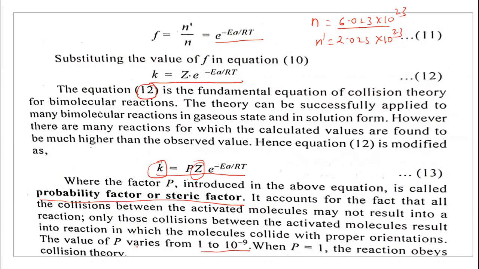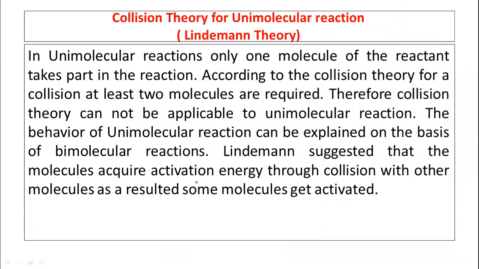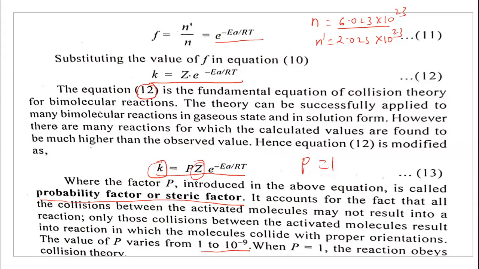When P is equal to 1, the reaction obeys collision theory. If P is equal to 1, the reaction obeys collision theory. The rate constant k is equal to Z into e raised to minus Ea upon RT. This is the equation applicable for a bimolecular reaction.